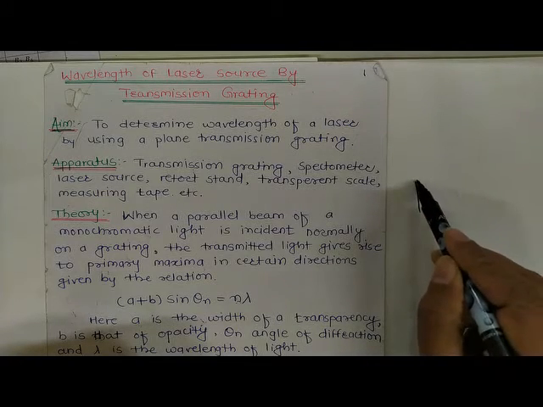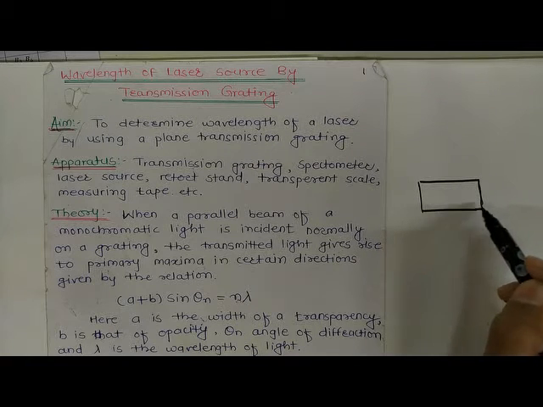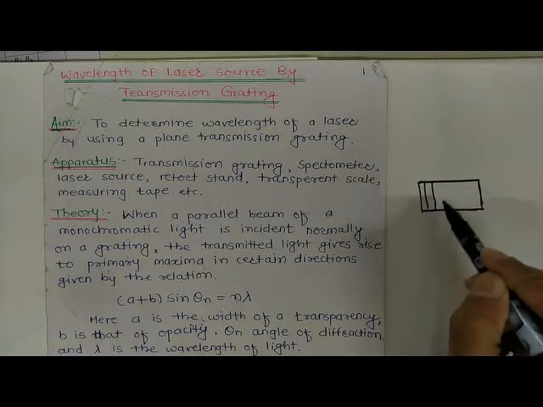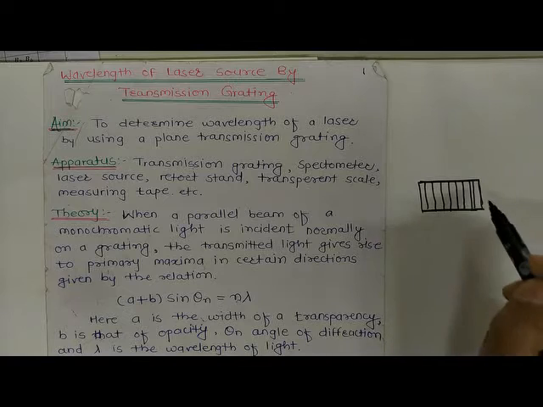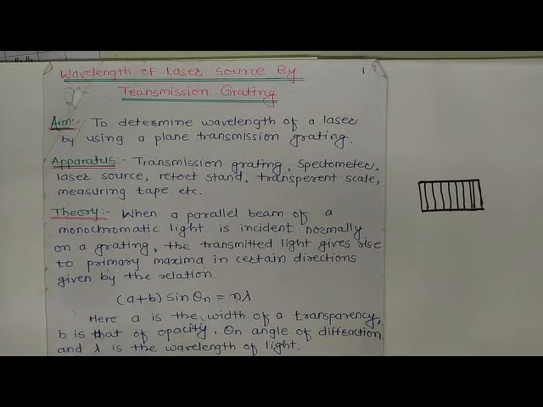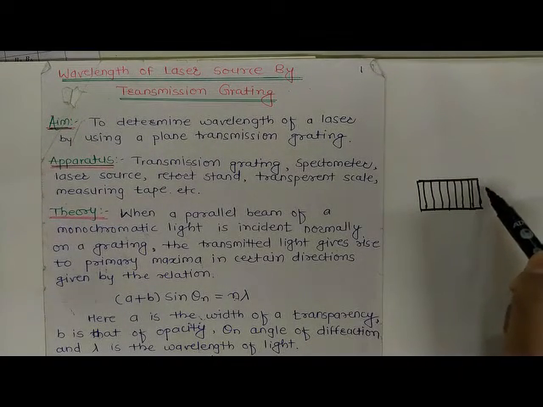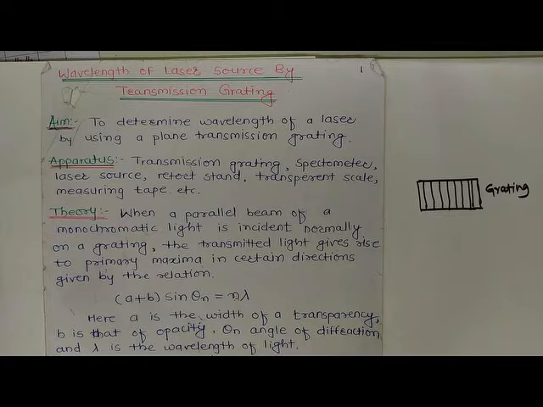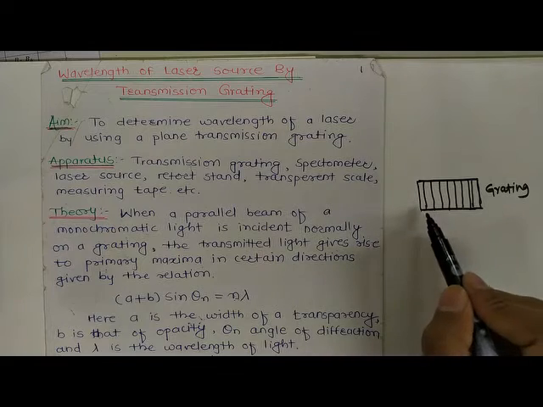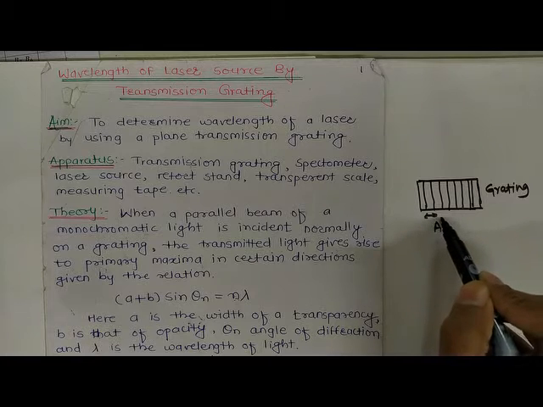The grating is actually a small, thin, rectangular glass plate on which a number of parallel and very closely spaced lines are ruled with the help of a diamond tip. If you see this grating with your naked eyes, you won't find any lines, because they are so closely packed that the distance between any two consecutive lines is nearly in the range of angstrom units.